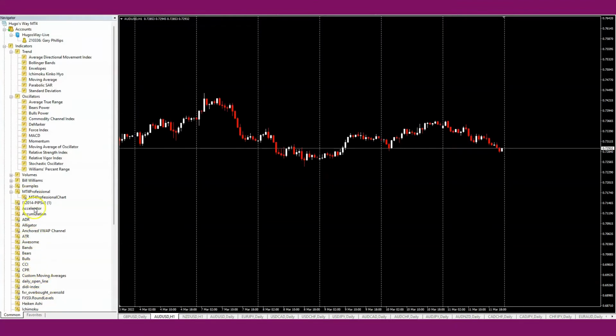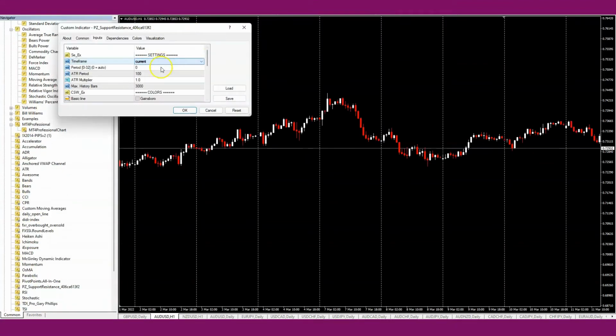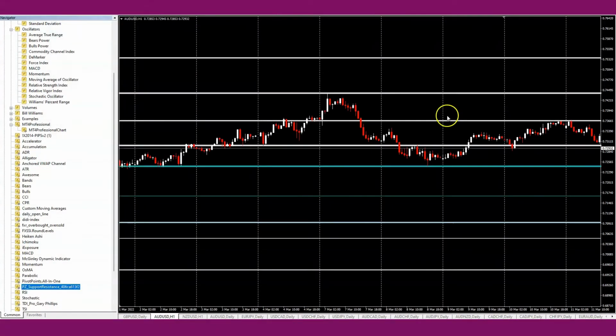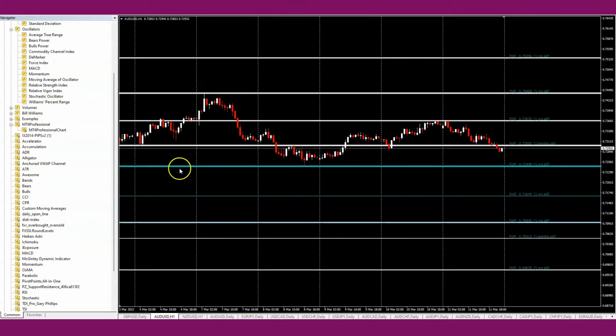So we're on the 1 hour time frame. We want to see the support and resistance levels on the 4 hour, and we want to see them on the 1 hour chart. All right, now here's the tricky part.